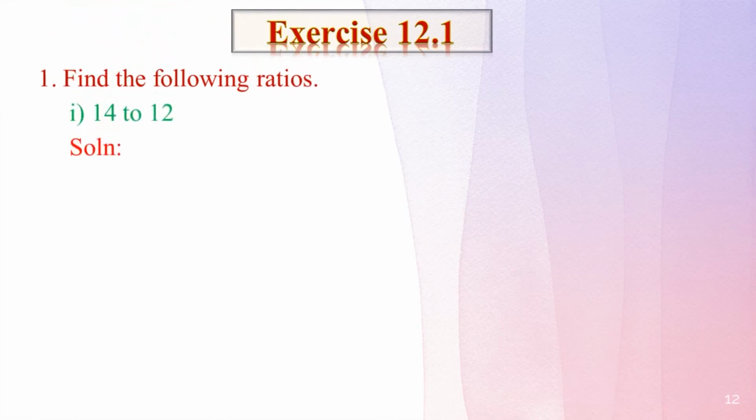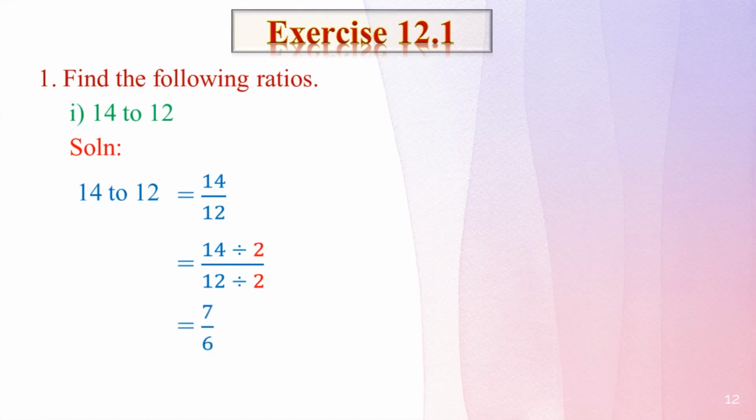14 to 12. First write it as a fraction, that is 14 divided by 12. The common factor of 14 and 12 is 2. Divide the numerator and denominator by 2 and we get the simplest form, 7 by 6. Now we write the ratio, that is 7 is to 6.